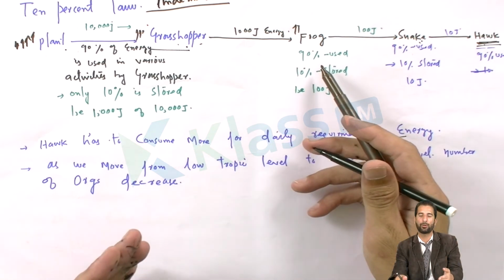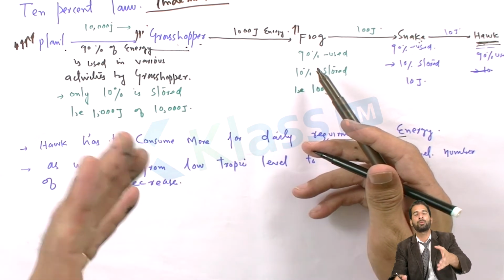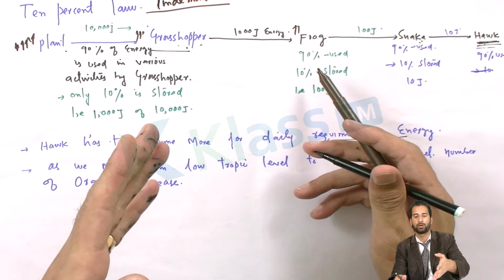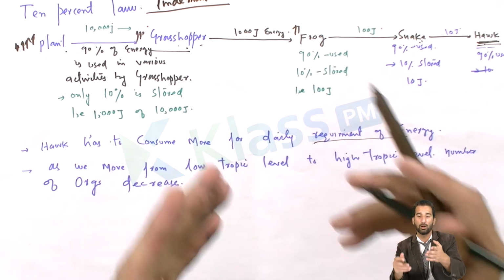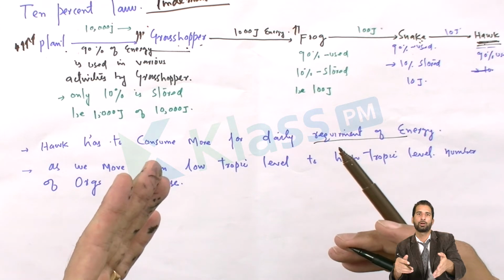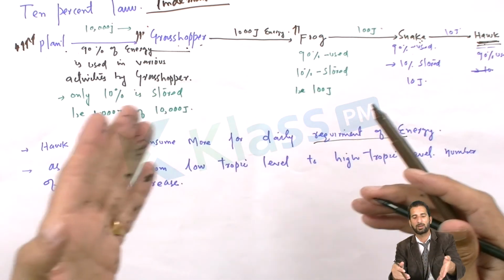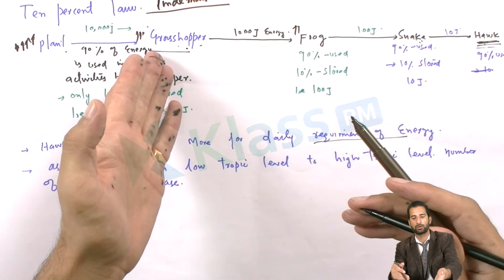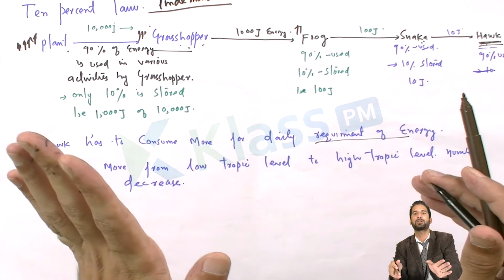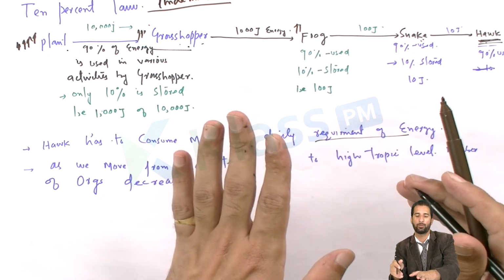So between the frog and the grasshopper, the grasshopper number would be very high compared to the frog, because the frog has to consume more grasshoppers in order to fulfill its energy needs, because only 10% of the energy is transferred from the grasshopper to the frog. It is not sufficient for the frog.